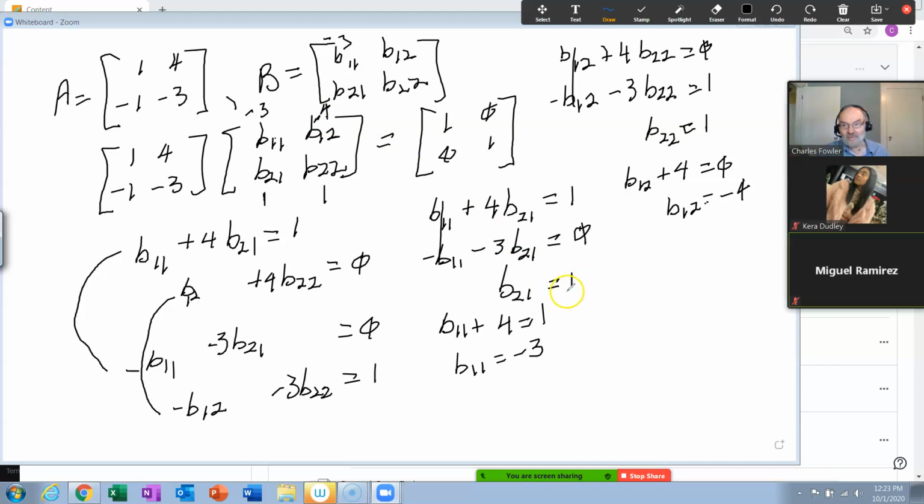So, what's the inverse? What does that be? A inverse must be negative 3, negative 4, 1, 1.